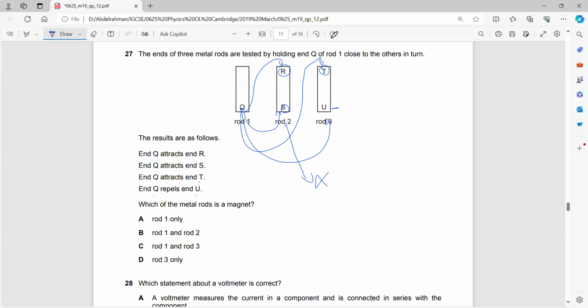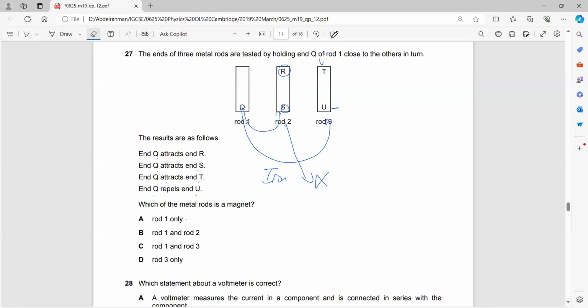Because when you attract from both sides, then it has to be iron. It has to be unmagnetized iron. Rod 2 is iron. Why? Because it was attracted from both sides. What about rod 3? Well, it attracted from one side and it repelled from the other side. So it's definitely a magnet. In this case, definitely both of them, rod 1 and rod 3, are magnets.